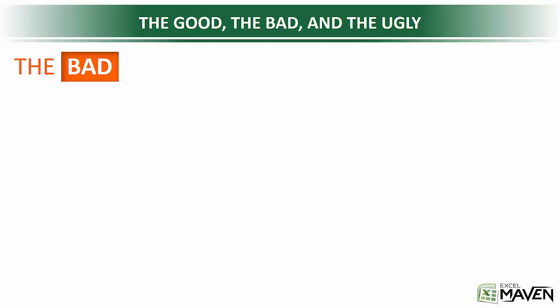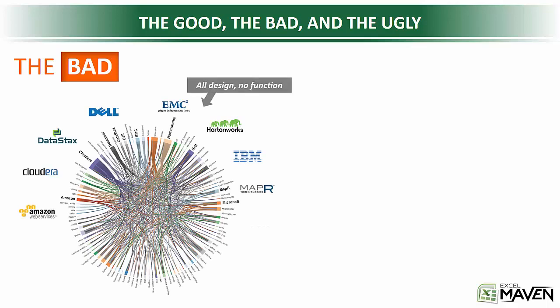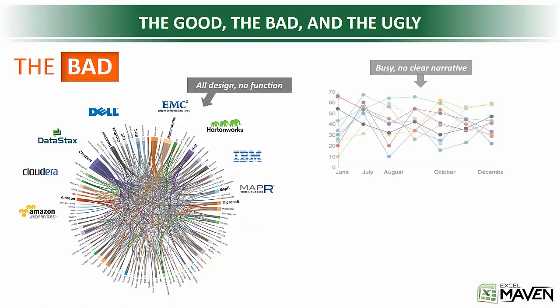Which brings us to the bad. First case here, we have a really busy, really cluttered radial chart. This is one of those cases where it seems to be really heavy on design and really light on function, meaning I might print it out because it looks nice, but I really don't know what sort of insight I'm supposed to derive from this.